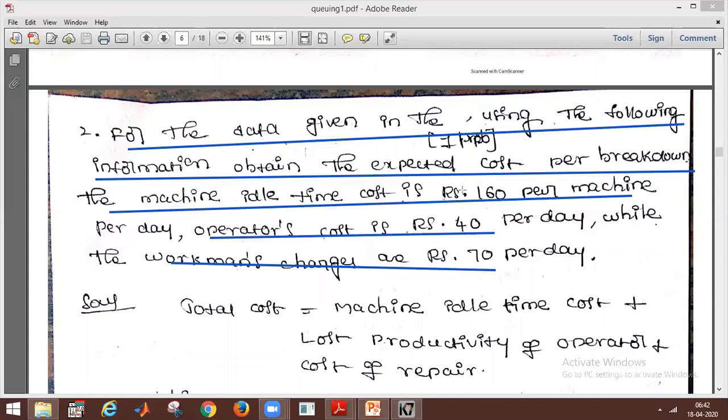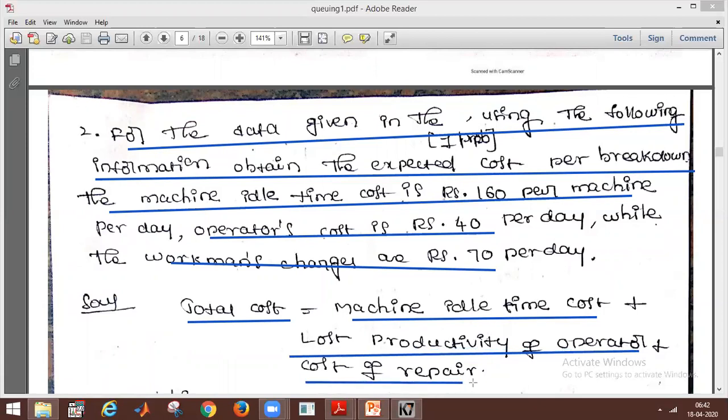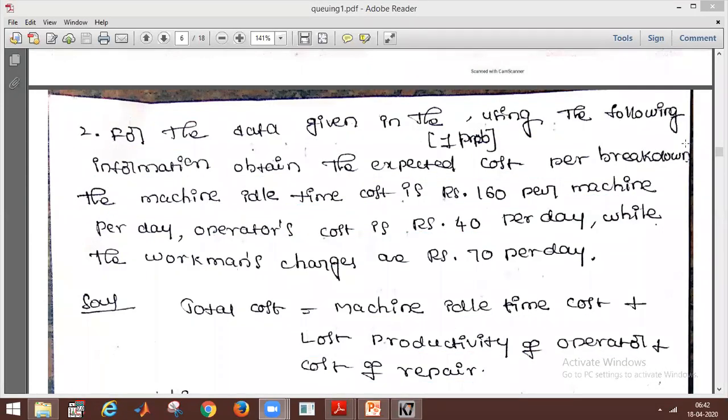You have to calculate the total cost. Total cost means we have to use the formula: machine idle time cost plus lost productivity of operator plus cost of repair. These three values will be calculated. Finally, we have to add the three values, and we will get the total cost. First, we have to calculate the machine idle time cost.